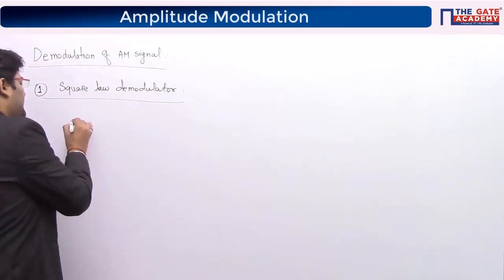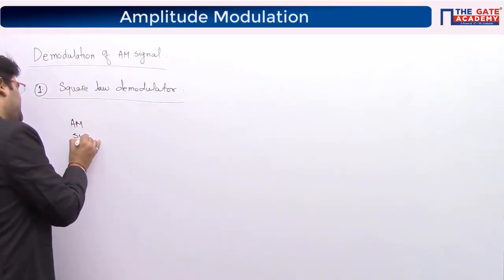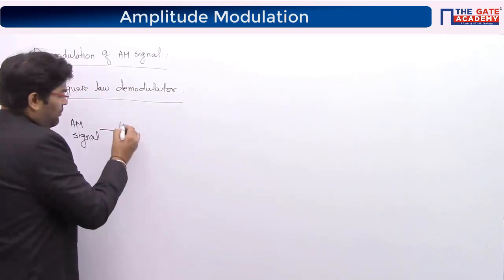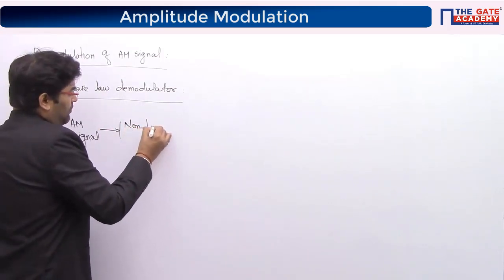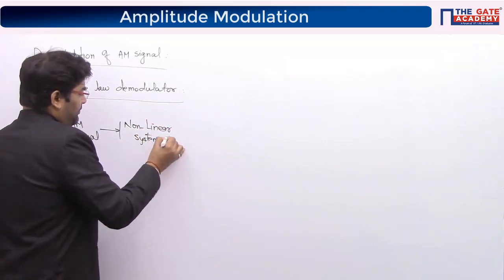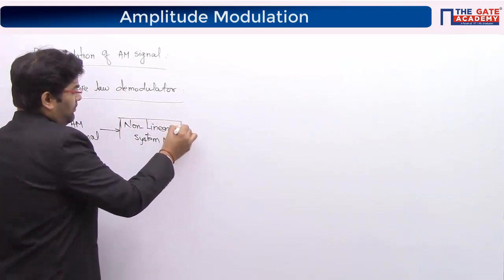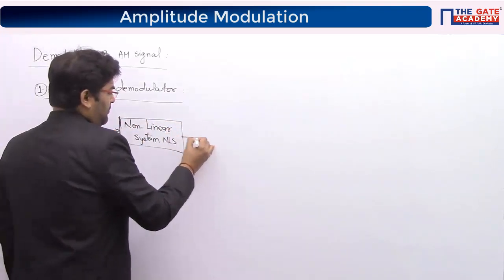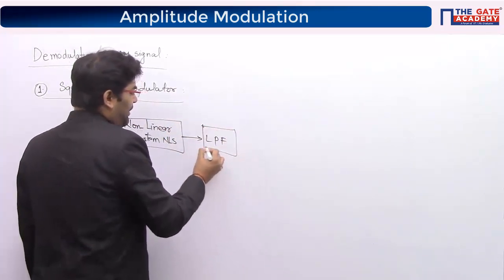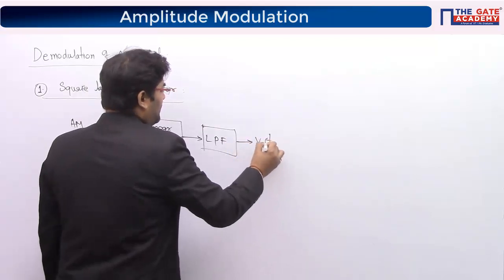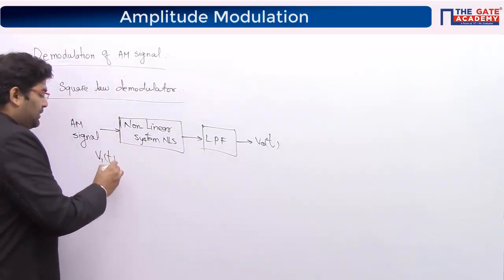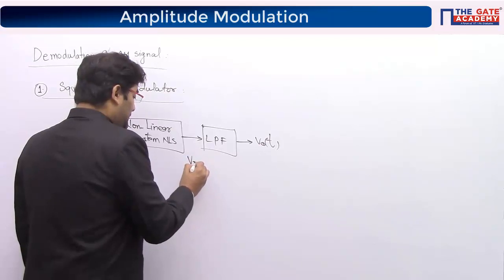So guys, the block diagram is pretty simple. We have the received AM signal. It goes into a non-linear system, and the output goes into a low pass filter, LPF, guys, and the output of this is your m(t). So let's call this input signal v1(t), and the output of the non-linear system is v2(t).